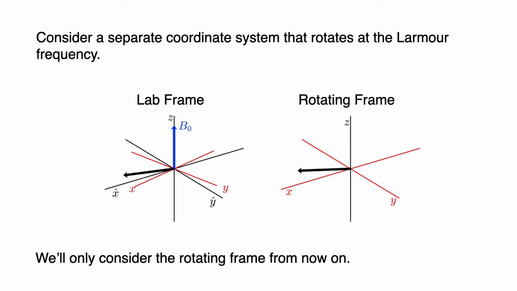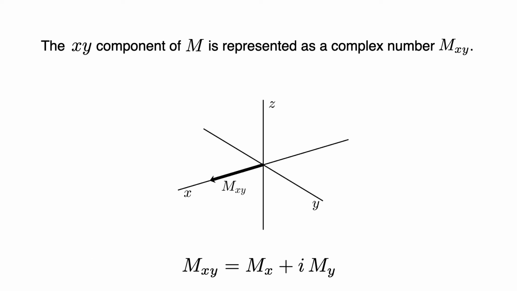We'll only consider the rotating frame from now on. It's convenient to represent the xy component of the net magnetic vector m as a complex number mxy. So here mxy is equal to mx plus i my.